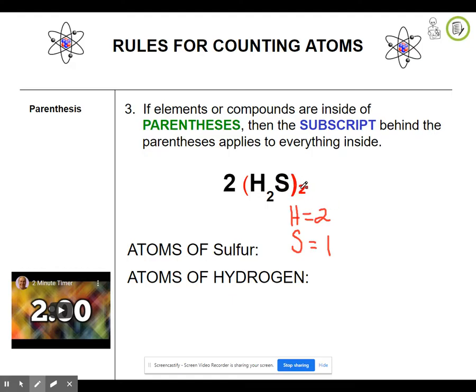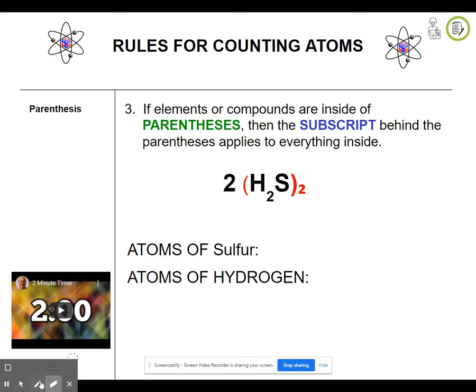And then you're going to focus on the parentheses first, kind of like in math, right? Okay. This is also going to be multiplied by everything inside the parentheses. So far I have 2 times 2, so I have a total of 4 hydrogens. 2 times the 1 sulfur gives me 2. So now we're done with that. But don't forget about your coefficient. So again, you have to multiply that. So I have a total of 8 hydrogens. That should be multiplied. And that will give us a total of 4 sulfur.